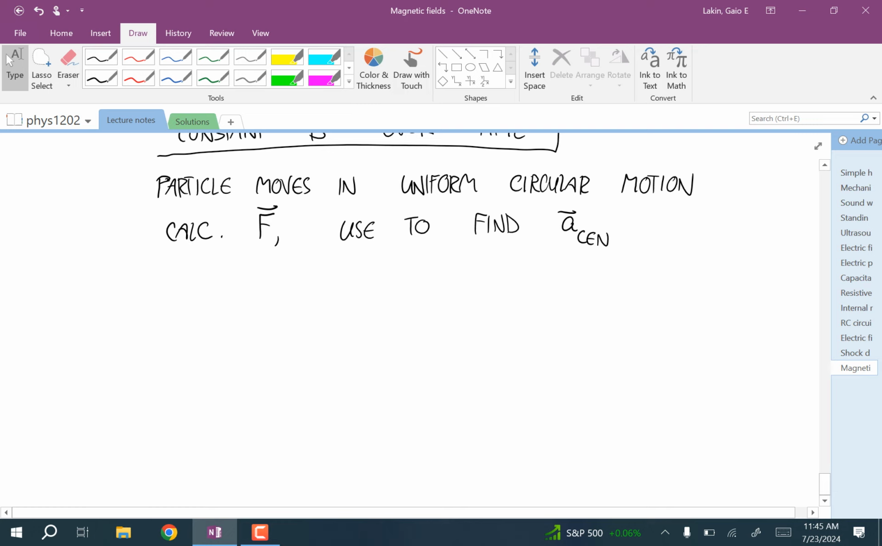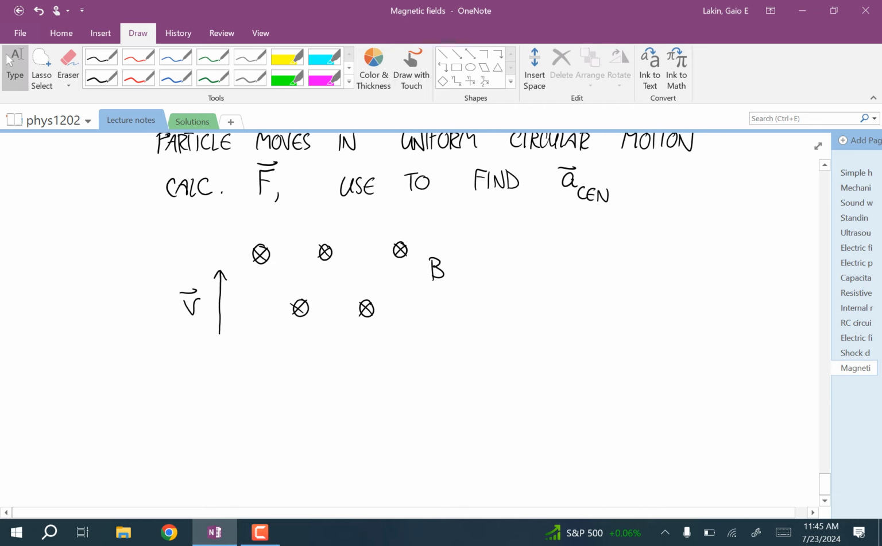All right, so let's say in this case that our magnetic field is into the page. So we're looking at the feathers of the arrows. So this is our magnetic field. And let's say that at the starting instant, our velocity vector of the particle is this way. Okay. So the magnetic field is perpendicular to the velocity. So we know that this is going to move in uniform circular motion.